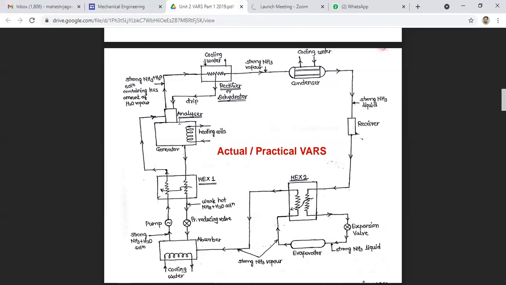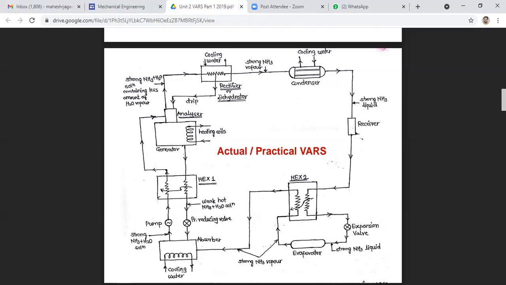rejected in the condenser. So to improve the performance, we have provided the analyzer, and it helps most of the water vapor get condensed and drip back down to the generator over here. So this is the function of the analyzer.